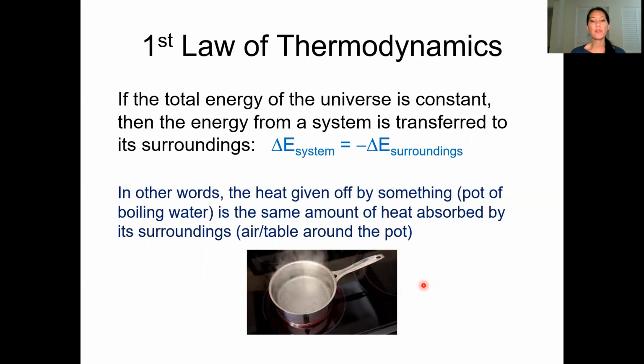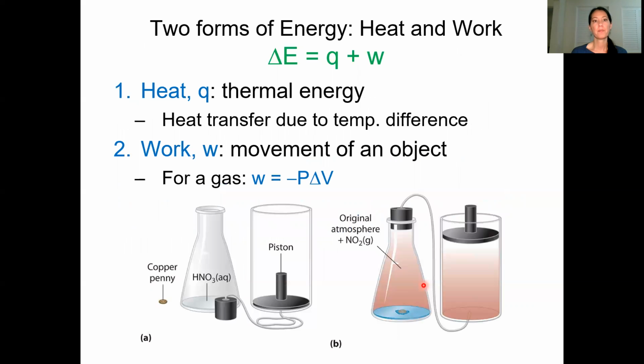All of that, everything other than the system that you're talking about, everything else, that is the surroundings. So the heat given off by that system is the exact same number, in terms of heat and energy, as that absorbed by the surroundings, and vice versa. If it was actually the system that's absorbing the heat, it's absorbing the equal and opposite amount of the surroundings.